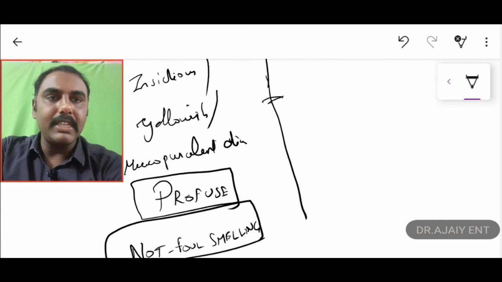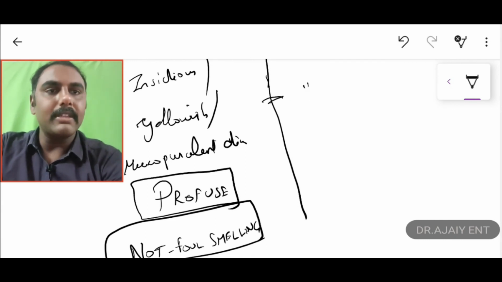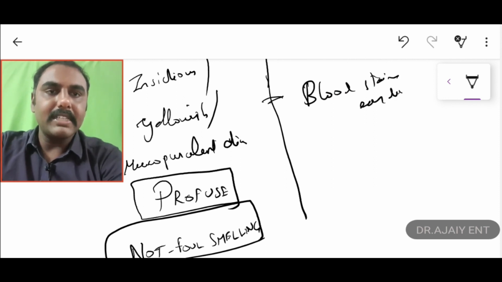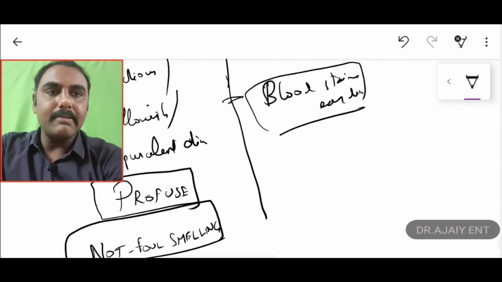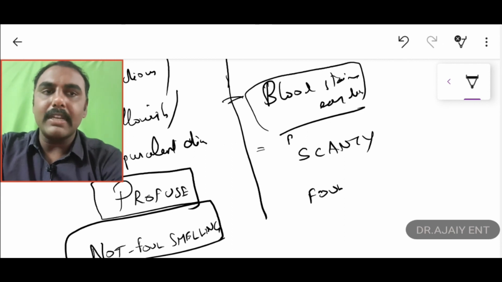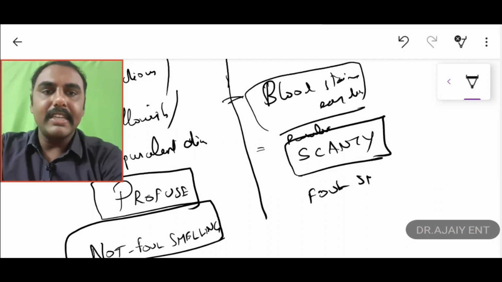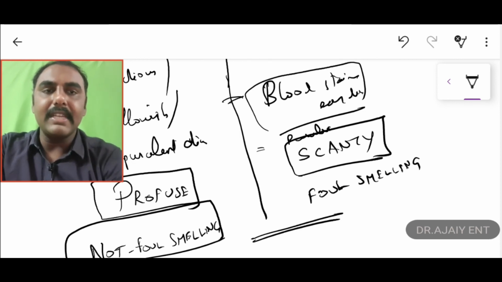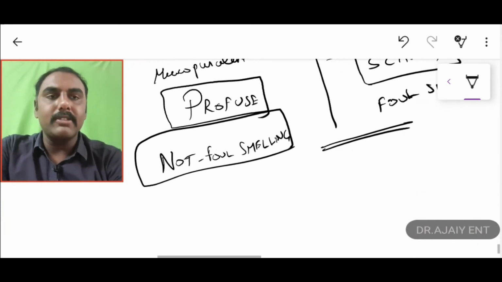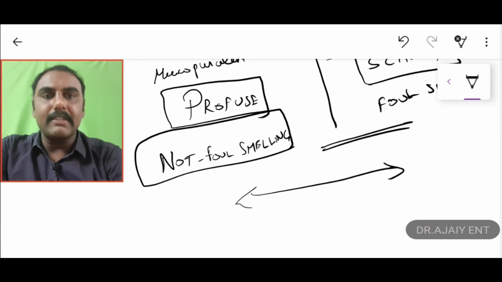Here it could be yellowish also, but sometimes the patient may say a bloodstained ear discharge, and the discharge may be scanty and foul smelling. Okay, it could be mucoid or mucopurulent, or it could be purely purulent also, but the main thing is it could be scanty and foul smelling. So with this, we can even differentiate between a safe type and an unsafe type. Very important. So this is regarding the ear discharge of the patient.